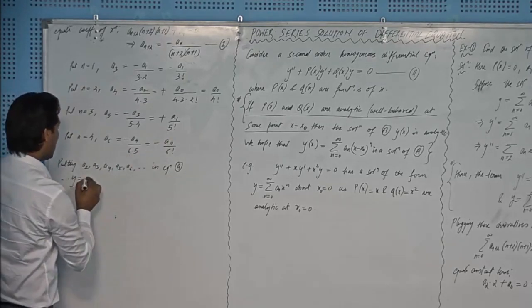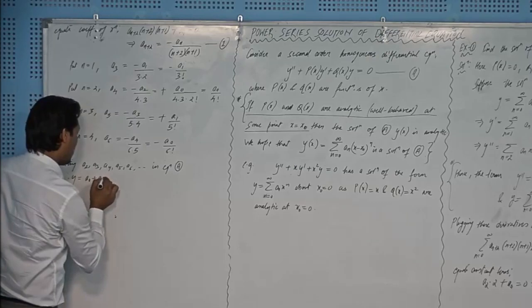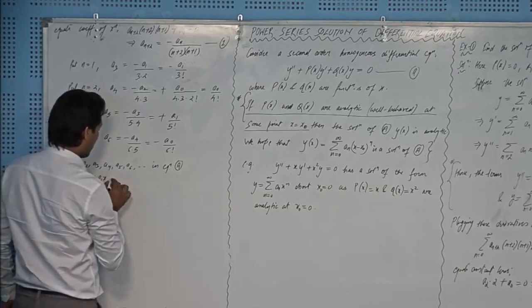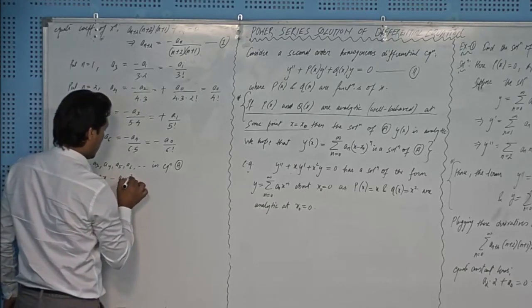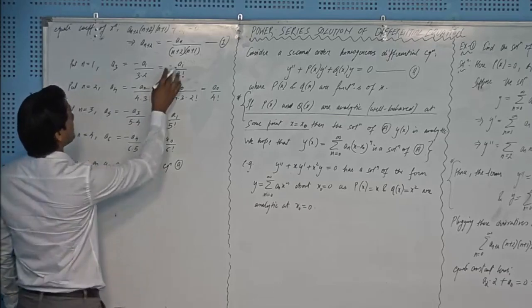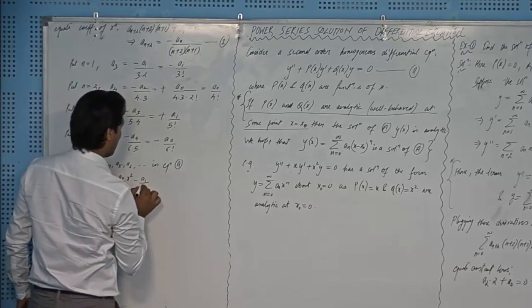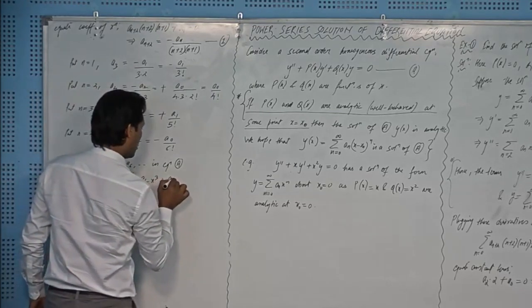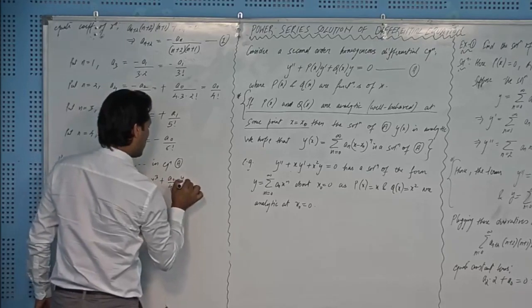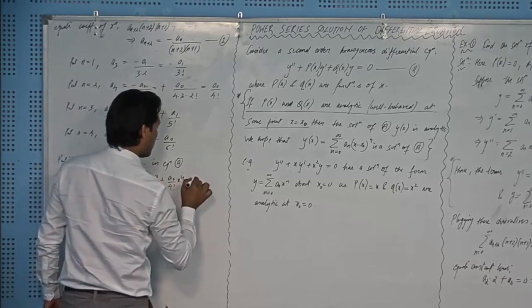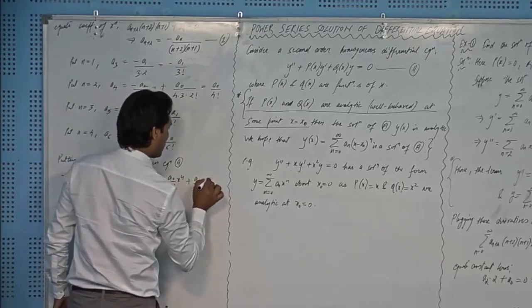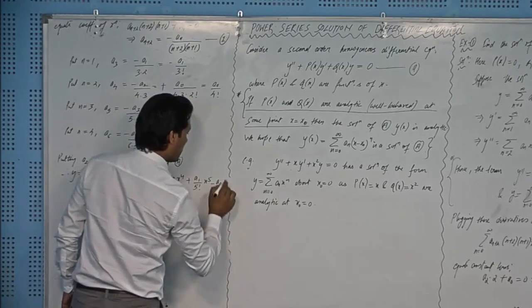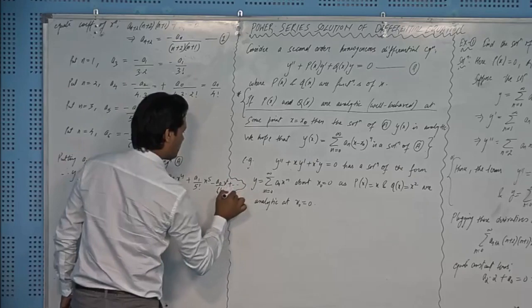The first is A0, plus A1x, right? Then A2x square. What is my A2? A2 is actually minus A0 over 2 factorial x square. Then A3, what is my A3? This is my A3, minus A1 over 3 factorial x cube. Then A4 is A0 over 4 factorial x to the power 4. Then A5 is again plus A1 over 5 factorial x to the power 5, and then A6 minus A0 over 6 factorial x to the power 6, and so on, right?